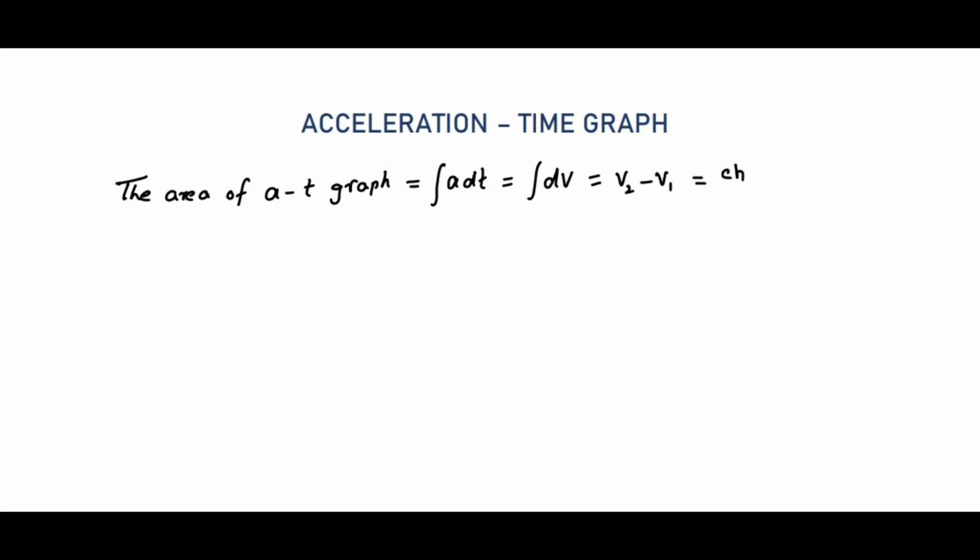Here the area of the acceleration time graph can be written in terms of integral of a dt, that is also nothing but integral of dv, which is nothing but the difference between the two velocities, final velocity minus initial velocity, that is change in velocity.